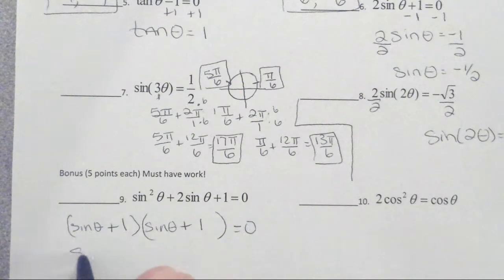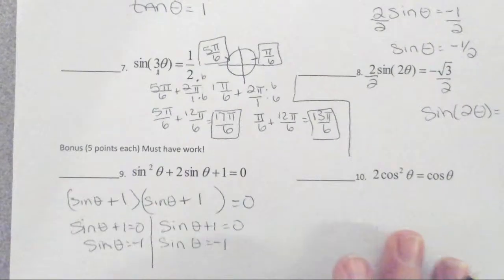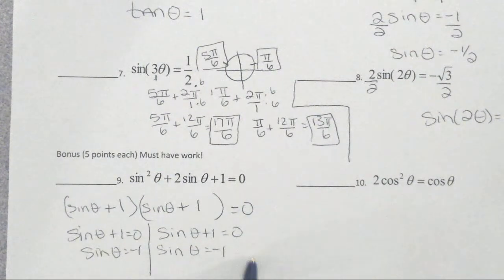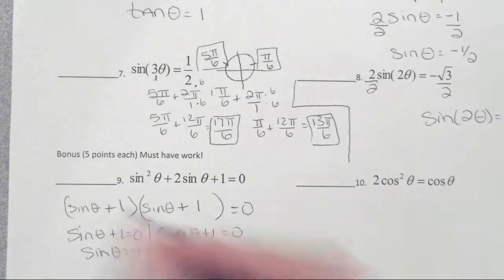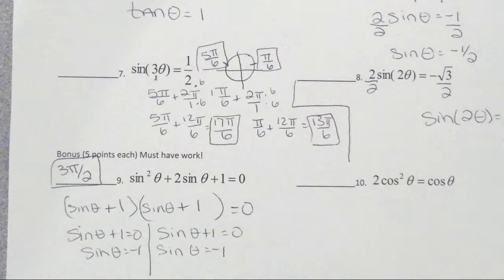To solve this equation, I set each factor equal to 0 and solve. So the first equation, I'm going to subtract 1 from both sides and get sine theta equals negative 1. On the second equation, I'm going to do the exact same thing, and I'm going to get the exact same answer. So I'm looking for where on the circle does sine theta equal negative 1. Sine theta equals negative 1 at 3 pi over 2. So there's only one answer here. It's 3 pi over 2.